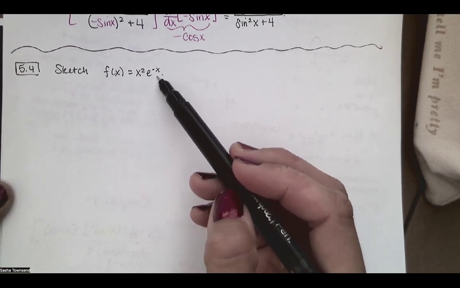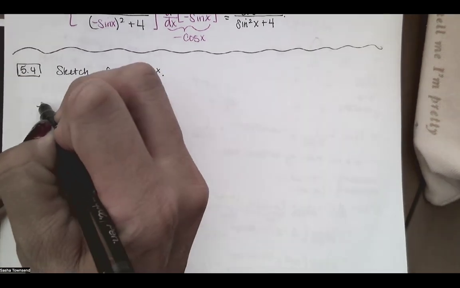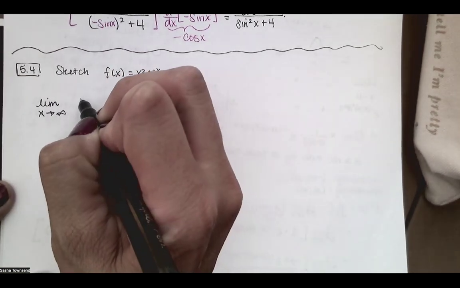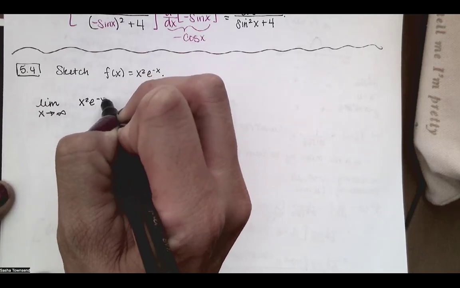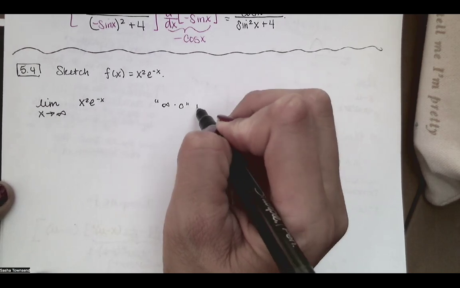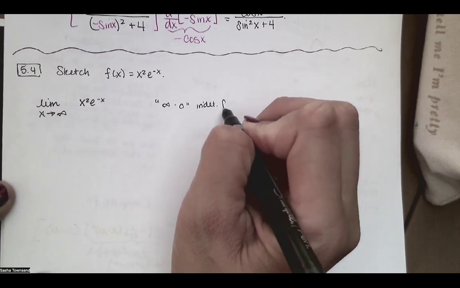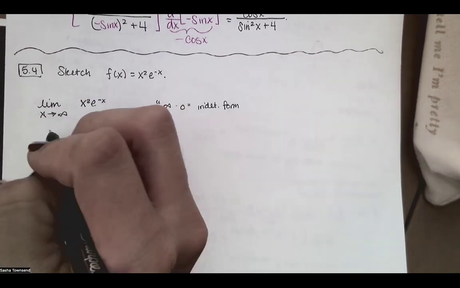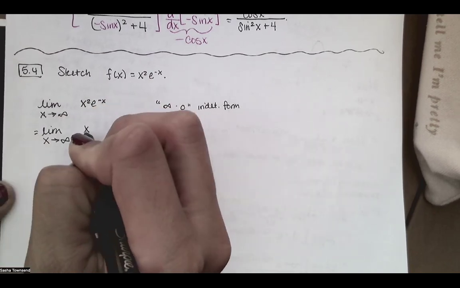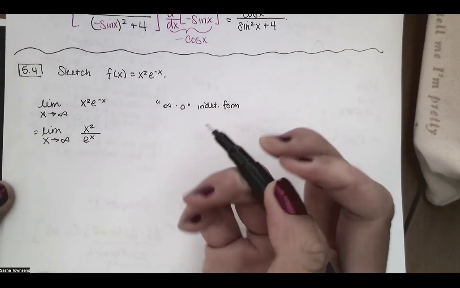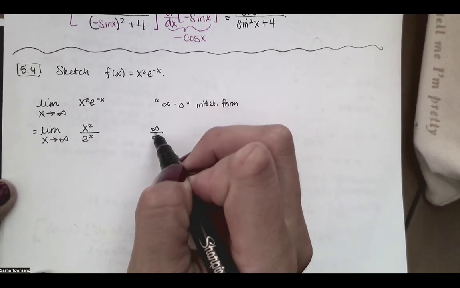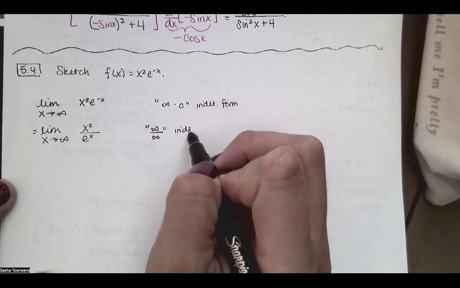So we have an infinity times zero indeterminate form. But if we want to, we can get rid of that infinity times zero indeterminate form by rewriting this as a quotient. So the limit as x goes to infinity of this is actually x squared divided by that exponential function. And now we've got an infinity over infinity indeterminate form, and we can apply L'Hopital's rule.